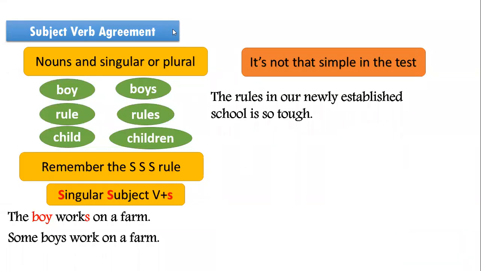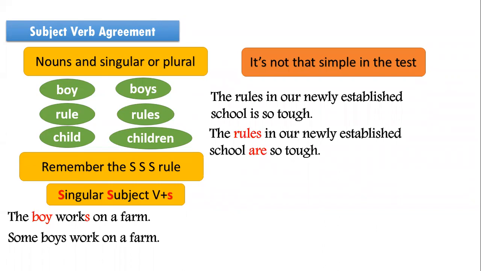The sentence is incorrect, ya shabab. Thank you very much. Very good, ya Ahmed. Why is it not correct? You see what happens here? Because my subject is the word rules, and the word rules is a plural subject. So the rules are, not the rules is.